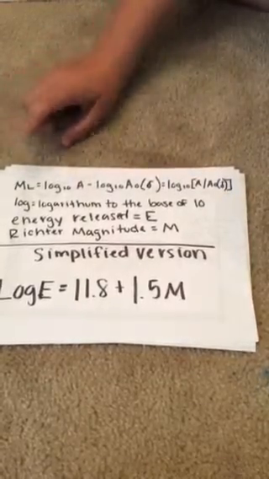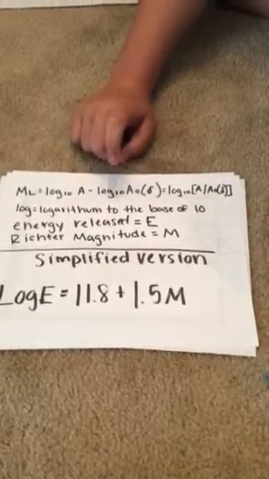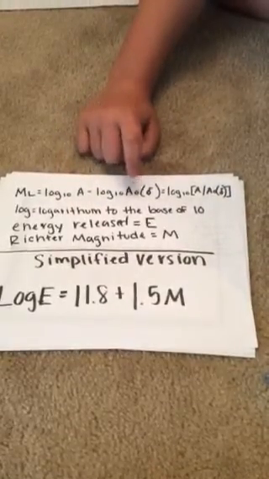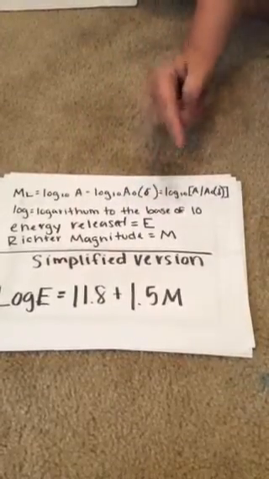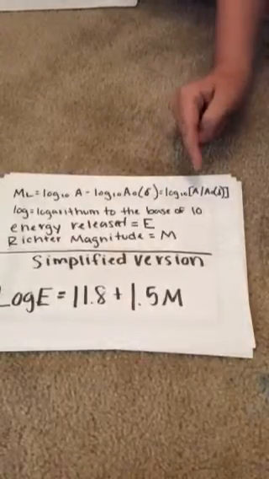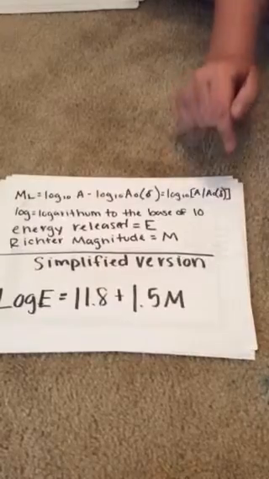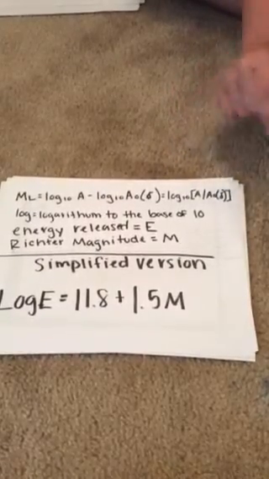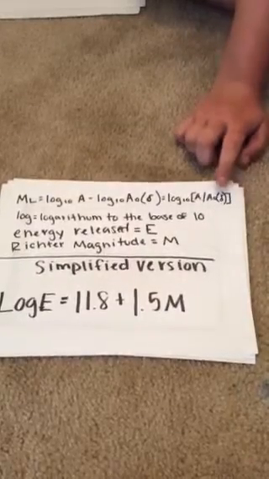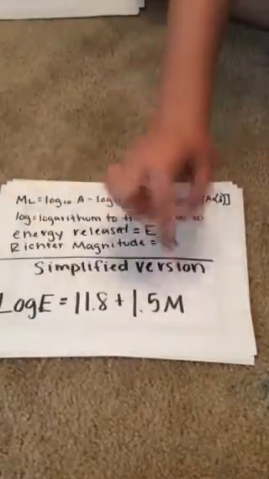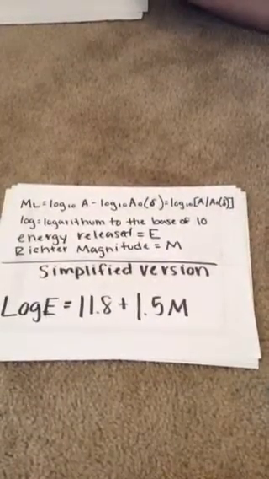So it's ML equals log to the base 10 of A minus log to the base 10 of A sub 0, and then times this. Which equals log base 10 of A, the maximum excursion of the seismograph, divided by A sub 0, how far the epicenter distance is from the station, times this little symbol. And this is a simplified version of that, and this is how the scientists measure an earthquake.